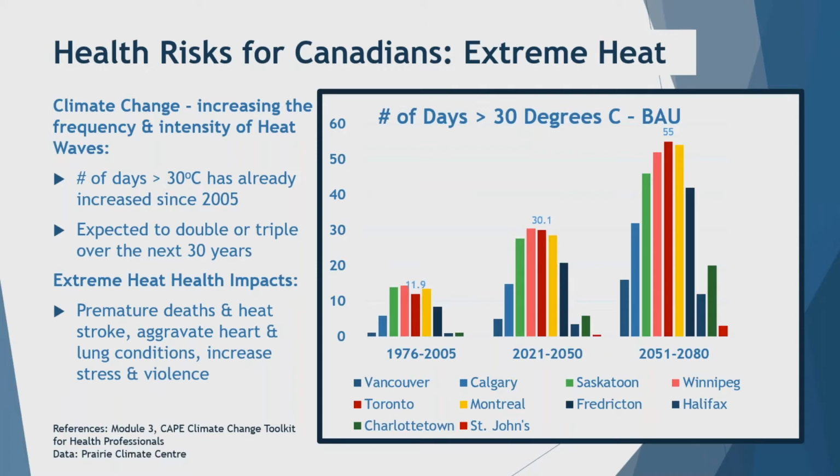Now, extreme heat health impacts include premature deaths, heat stroke, aggravation for heart and lung conditions, and kidney conditions. It can also increase stress and violence, and there's some studies that suggest that extreme heat can actually affect the outcomes of pregnancies.